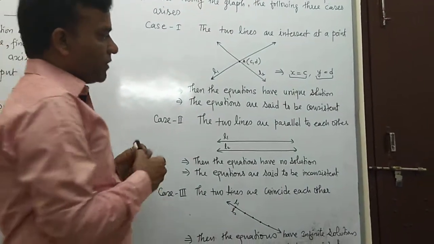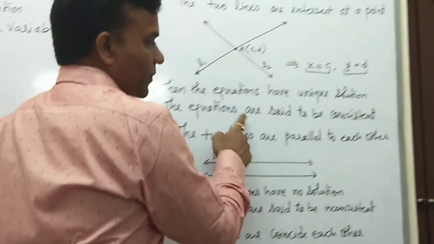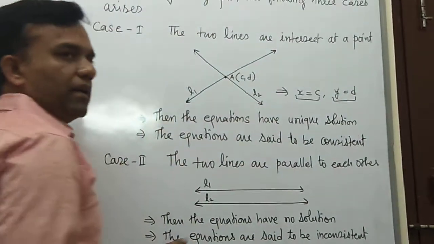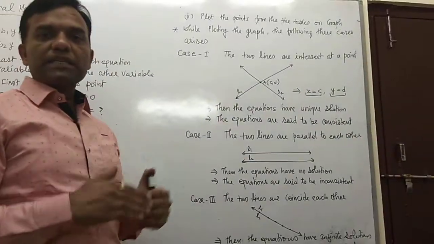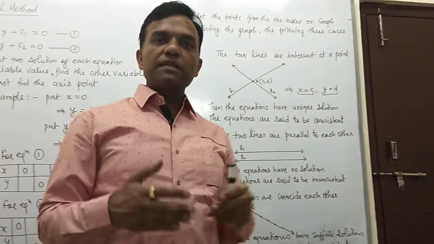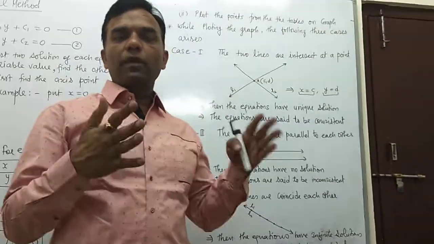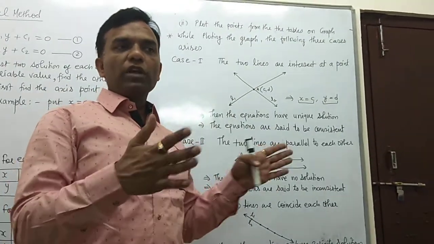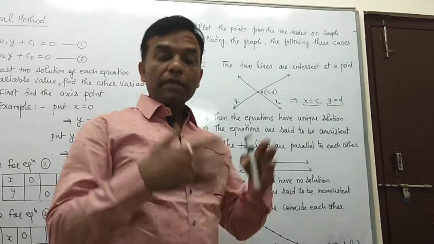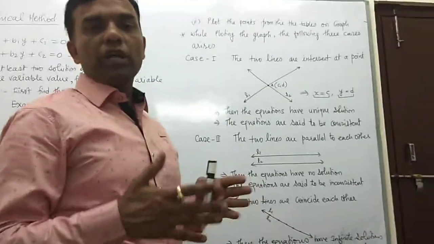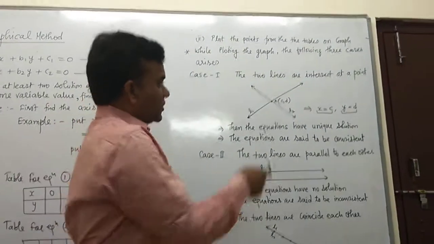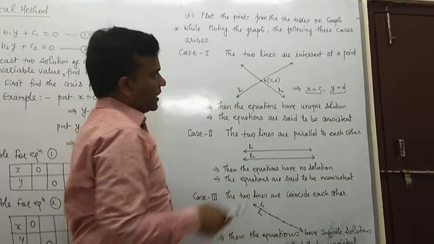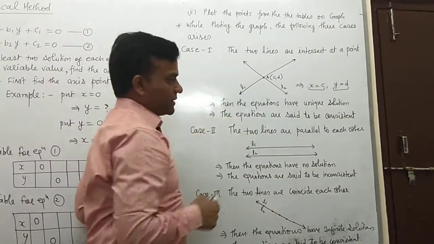This type of equation is said to be consistent, because there are two situations: consistency and inconsistency. Consistency means you find the solution. If a solution is possible, then your equation is consistent. If a solution is not possible, then your equation is inconsistent. So here we discuss the first case. In the first case, the lines intersect.